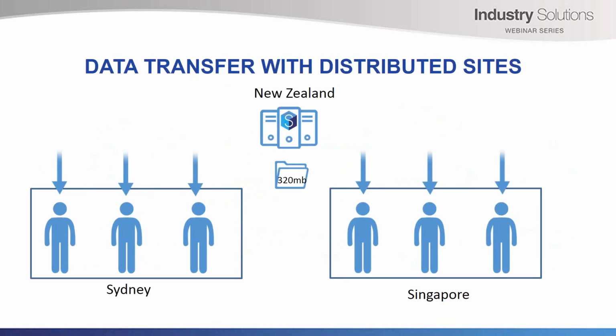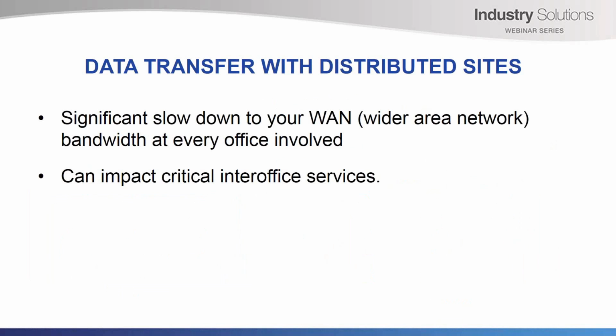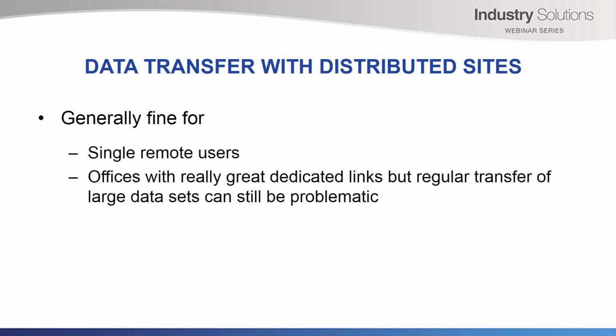Now on subsequent downloads, it might be small. It can be hard to predict how much data is going to be changed. But each time, those users are going to download that data. And that can significantly slow down your WAN and the WAN bandwidth at every office involved. And really that can continually impact your critical inter-office services. Now that's generally fine for single remote users. So if you're coming in from home, that's probably reasonable. Or if you have really great dedicated links between your offices, that's going to work really well as well. But once you start to have regular transfer of really large data sets, it can still become problematic.